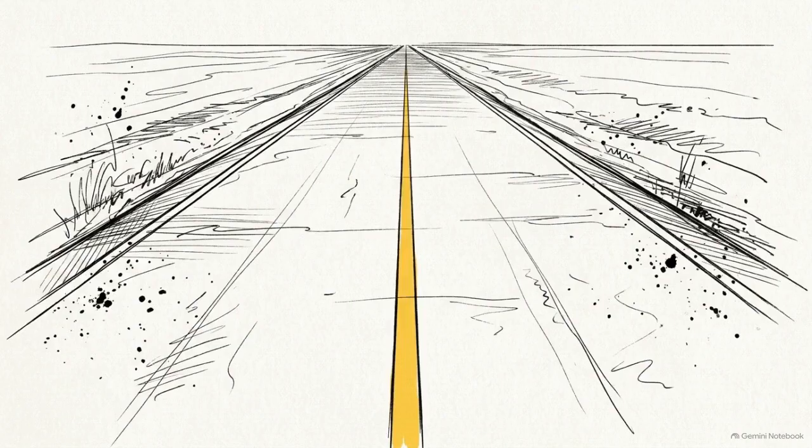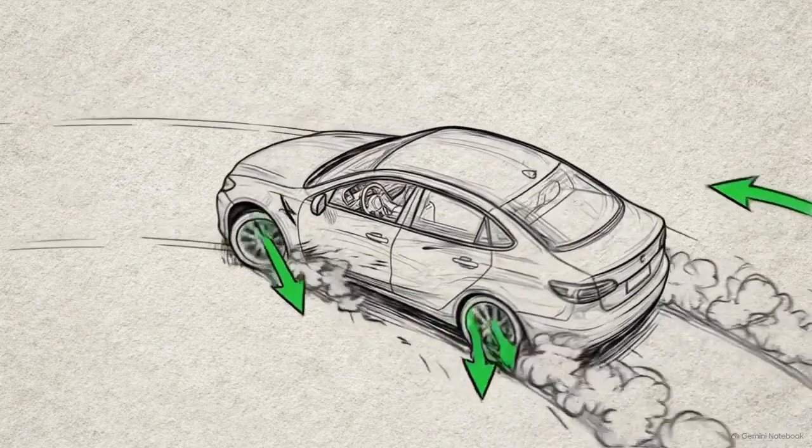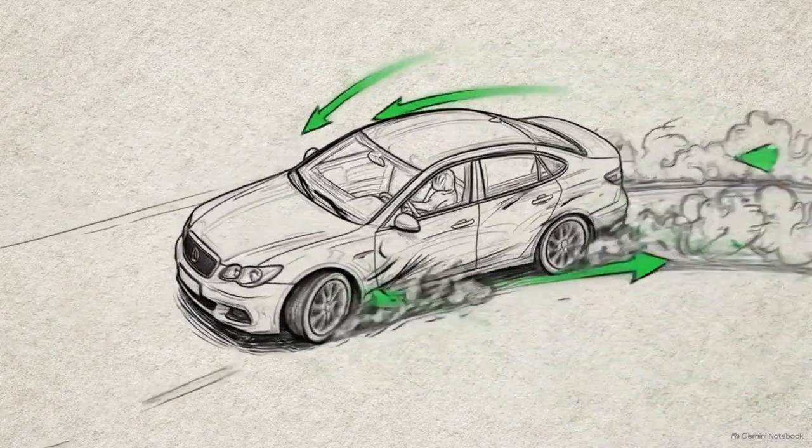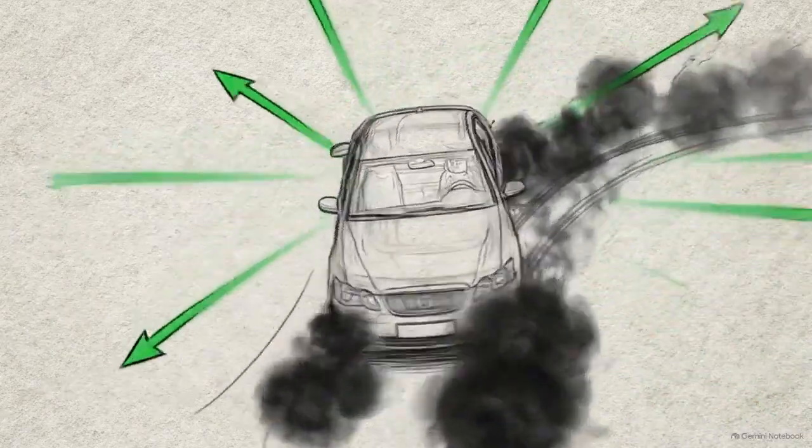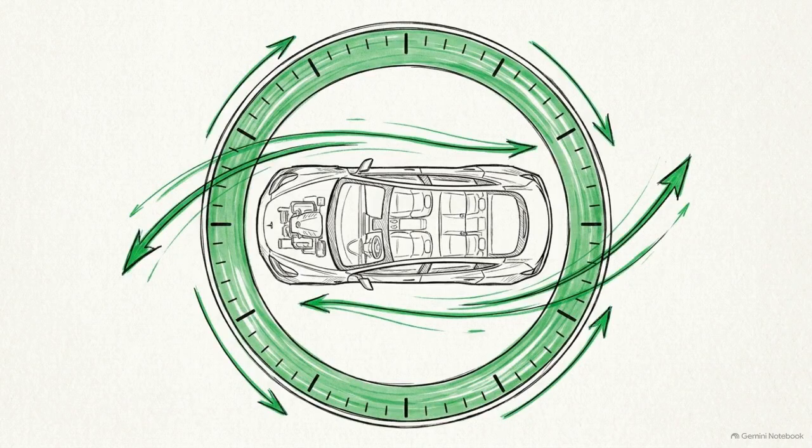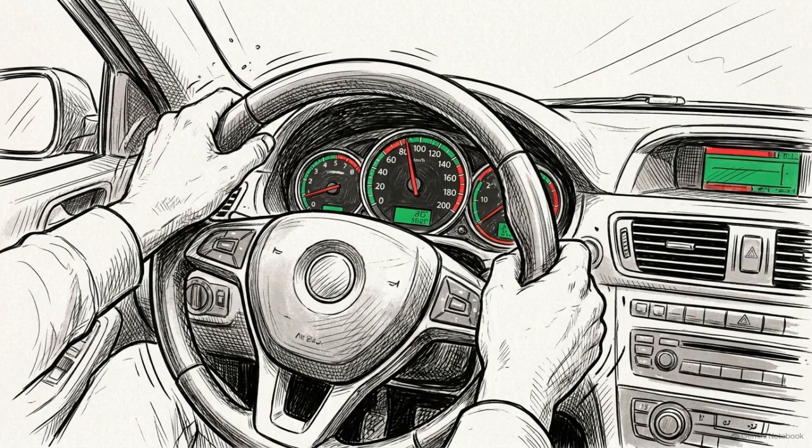But motion isn't always a straight line. What if the driver didn't use the brakes at all, but instead swerved the steering wheel in a perfect arc? This is uniform circular motion, where an object travels along a circular path at a constant speed. This creates an apparent paradox. If the car's speed never changes, how can it be accelerating?